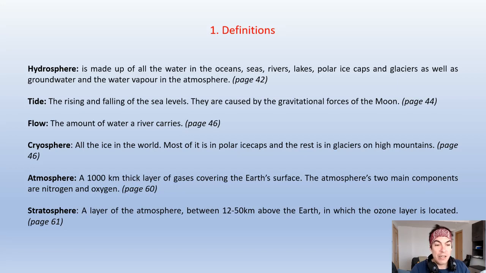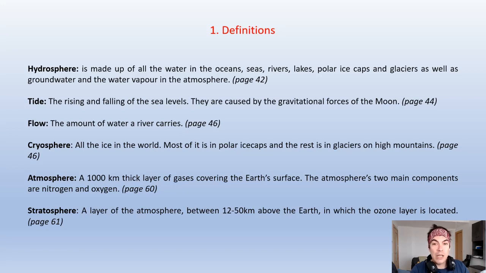The tides are the rising and falling of the sea levels. They are caused by the gravitational forces of the moon. You can find it on page 44. Remember that in a definition you have to write what it is and later its characteristics, okay? Like where it is, or what it is used for, or the main features, okay? But you always have to write in a definition what it is at first.